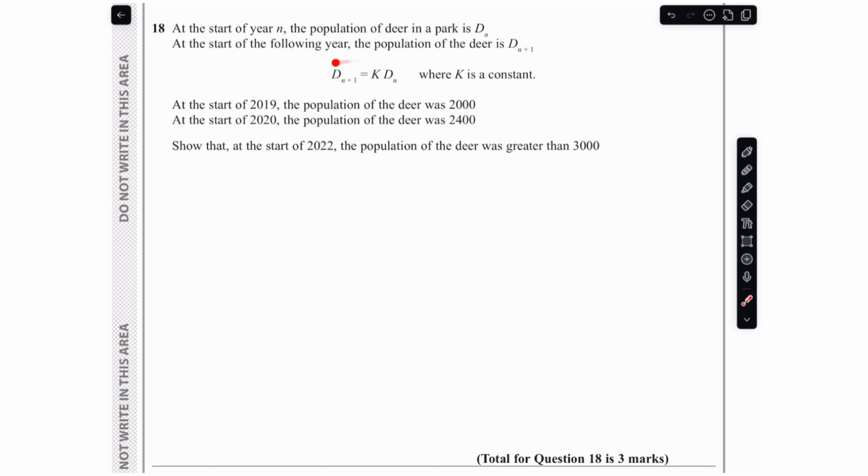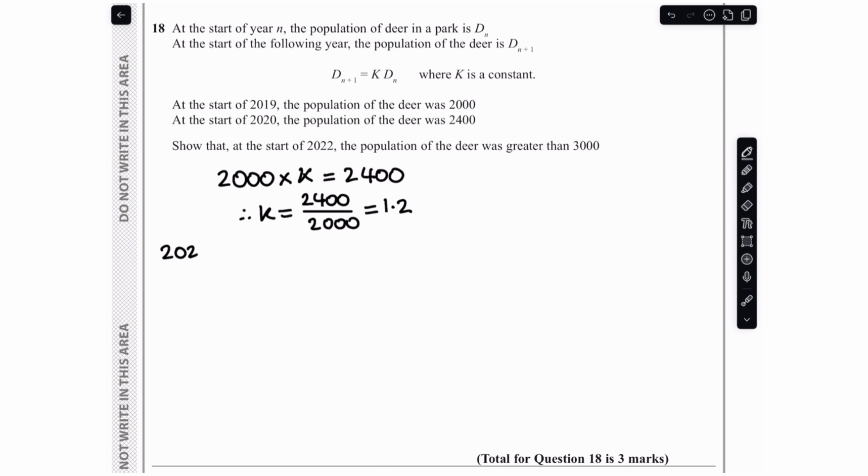So at the start of 2019, the population of the deer was 2,000, and I'm going to multiply that value by k, and that equals the value of the population of the deer in the following year, which is 2,400. Therefore, k equals 2,400 divided by 2,000, which equals 1.2.